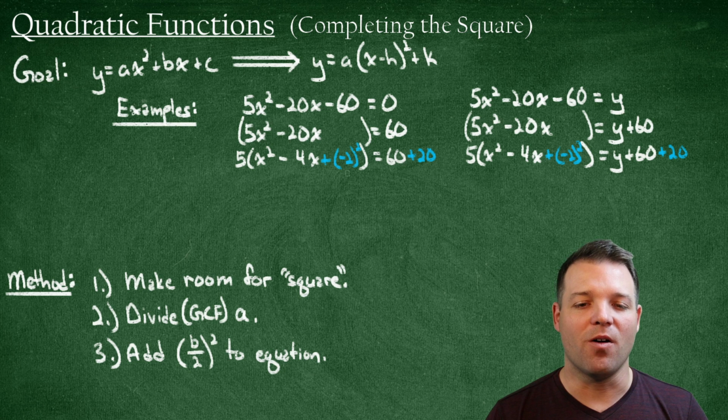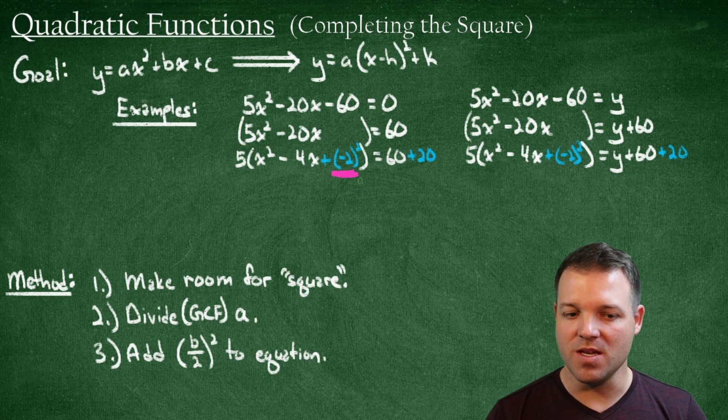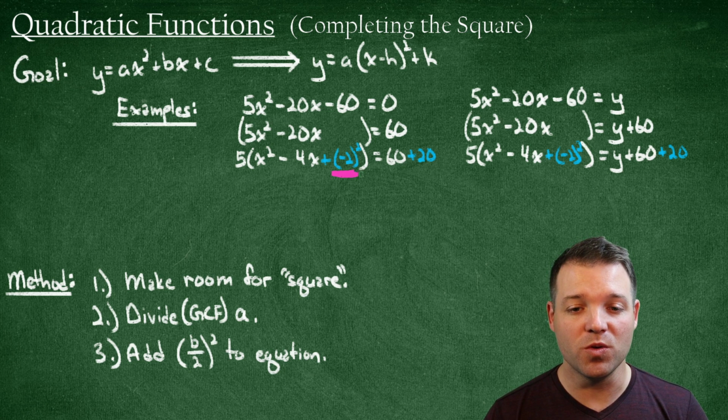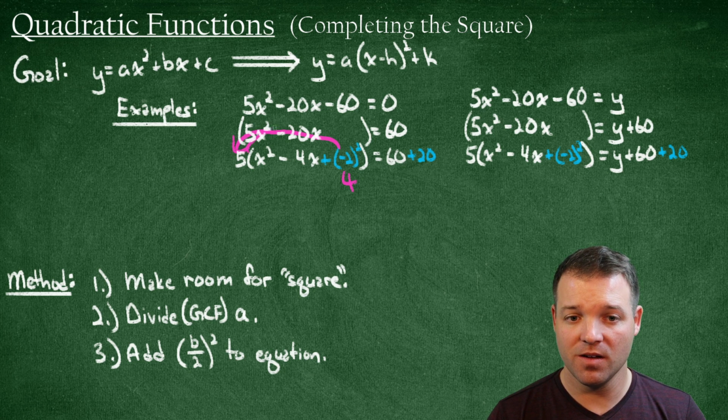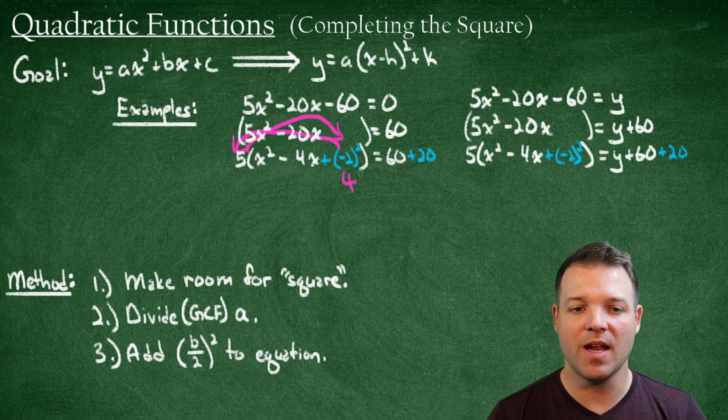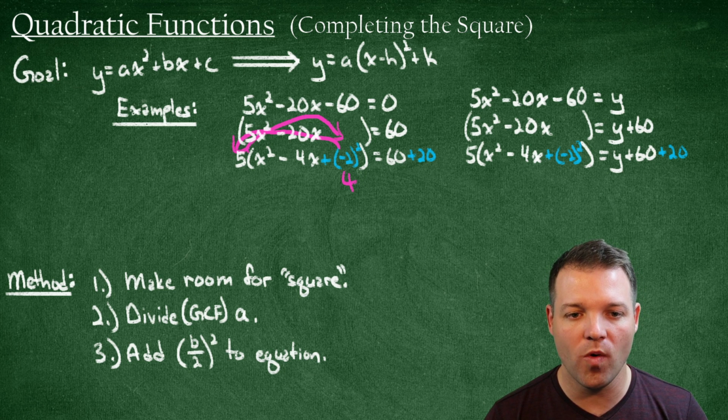Okay, so now, if I'm adding b over 2 squared, then I'm adding a value to the left-hand side, right? That means I have to add the exact same value to the right-hand side. This is where it gets a little tricky. You might think I added 4 here to the left-hand side of the equation, but actually, I didn't. I added more than 4. I added 4 times 5 out front. If I were to distribute this 5 back in, it would be 5 times 4, meaning I would have added 20. I actually added 20 to the left-hand side.